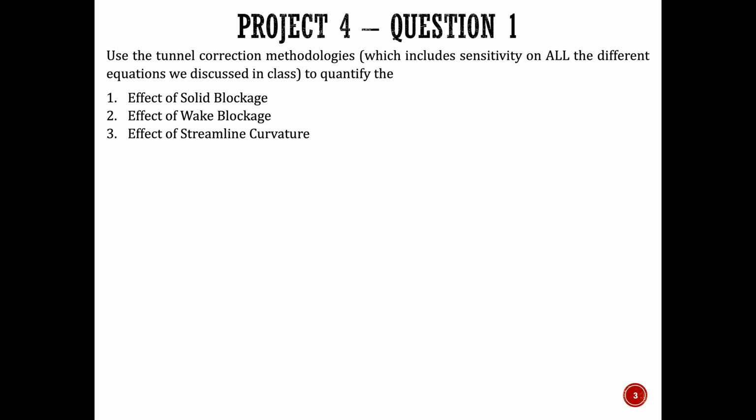All right, so Project 4, question 1. I'm pretty sure you all got the email about the handout. The handout should be attached in the assignment tab in Isidore and also posted on the announcement page. The first question asks you to use the tunnel correction methods that we discussed in class to quantify the effect of solid blockage, the effect of wake blockage, and the effect of streamline curvature.